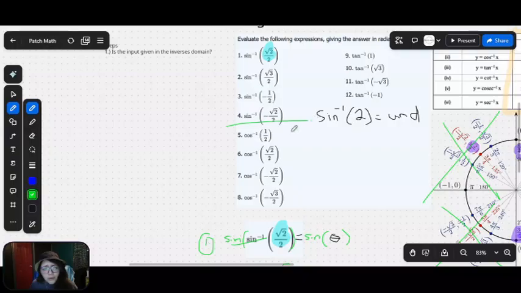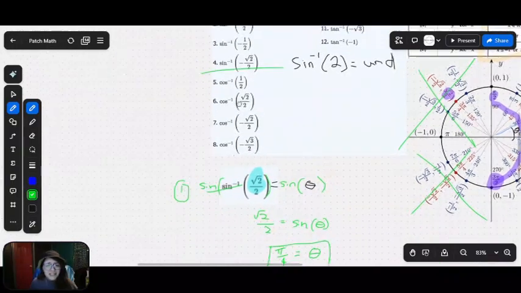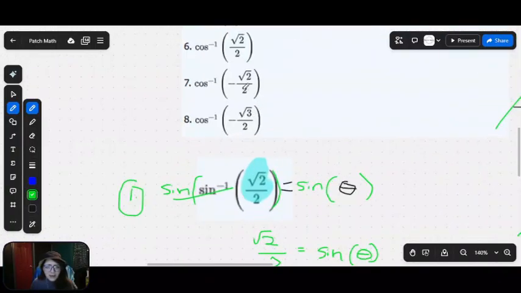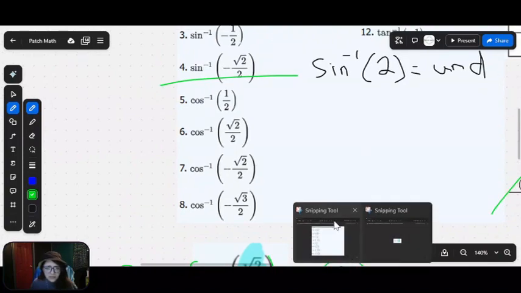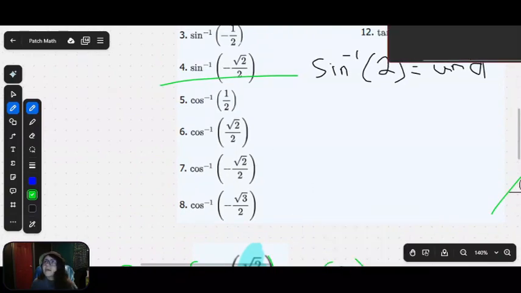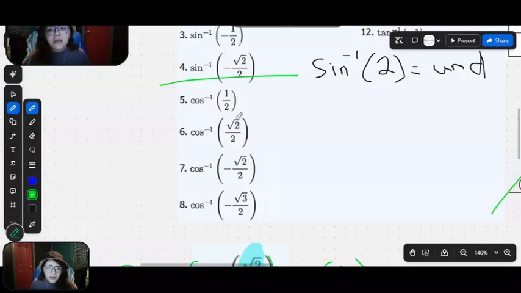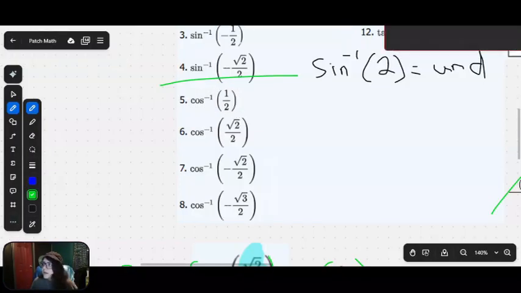I am going to go ahead and skip on down to the cosine section in this video and look at number 5 and see how we are going to solve it as well. So we are given that cosine inverse of 1/2, and we are asked to find the output that goes with this.